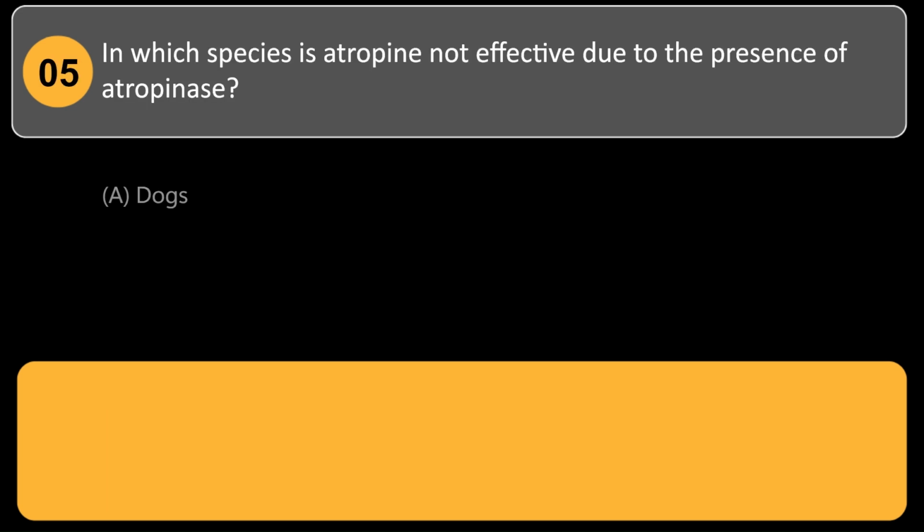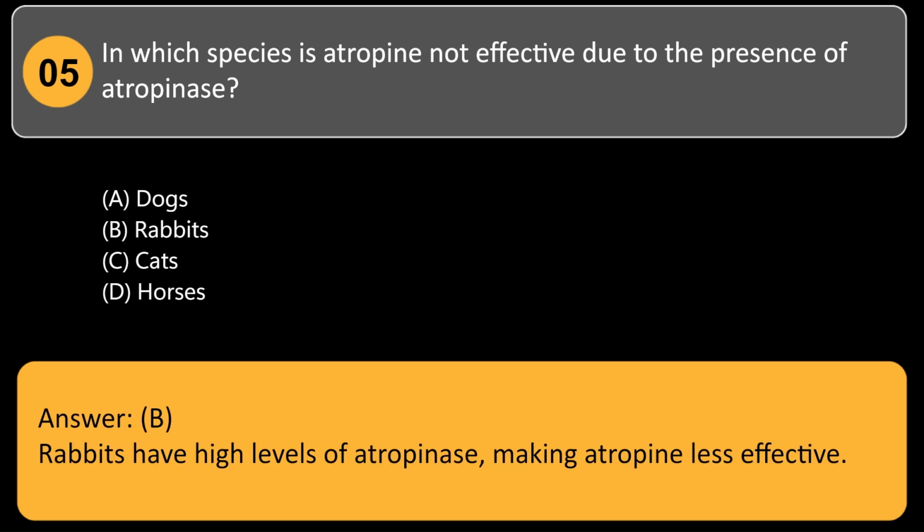In which species is atropine not effective due to the presence of atropinase? A. Dogs. B. Rabbits. C. Cats. D. Horses. Answer, B. Rabbits have high levels of atropinase, making atropine less effective.